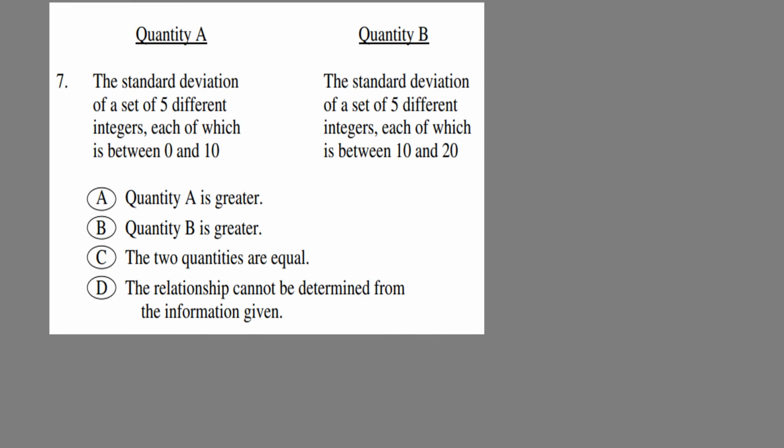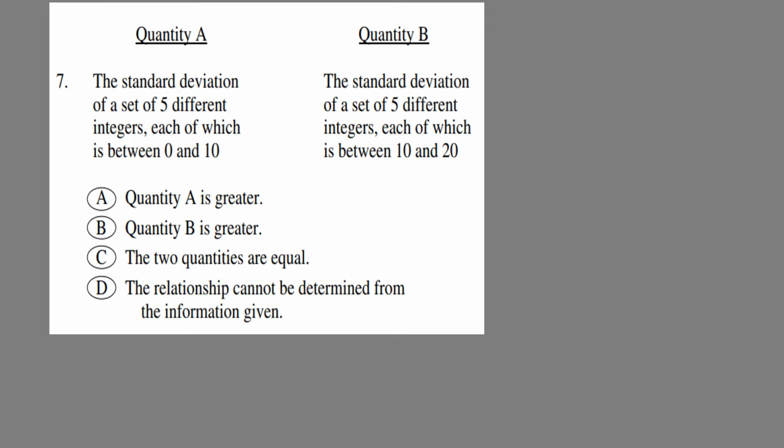There are two quantities given, quantity A and quantity B. Quantity A has the standard deviation of a set of 5 different integers, each of which is between 0 and 10. Quantity B has the standard deviation of a set of 5 different integers, each of which is between 10 and 20.